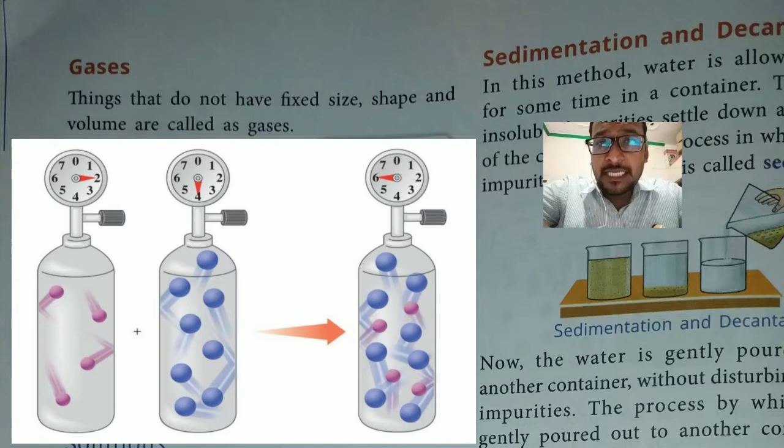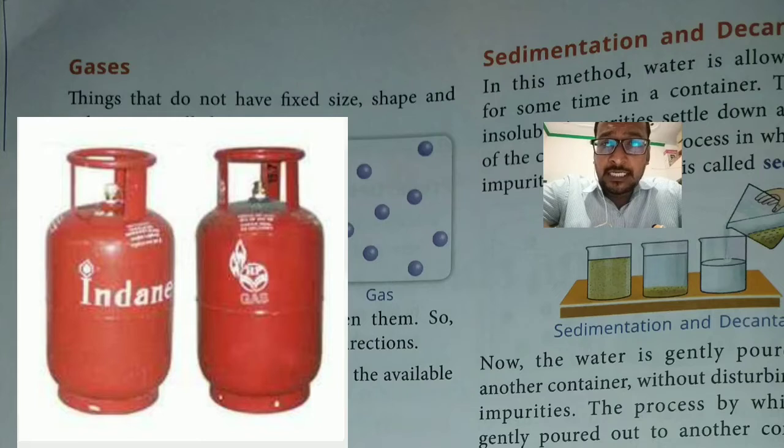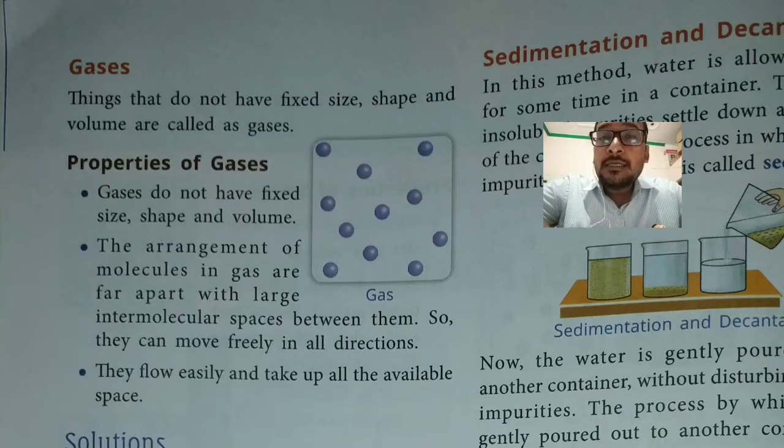In LPG gas, LPG cylinders, in the kitchen you use LPG cylinders. The gas is filled in that container, so it is being pressurized, and due to that pressure it goes into that cylinder. So the volume of the gas can be controlled with pressure. Okay, so gases do not have fixed shape, size and volume. The arrangement of the molecules in gas are far apart with large intermolecular spaces.